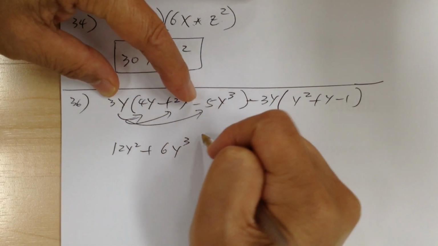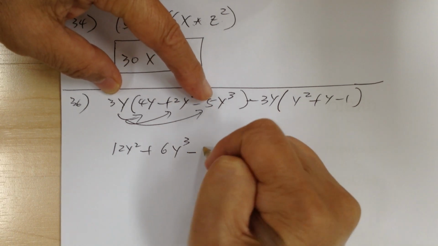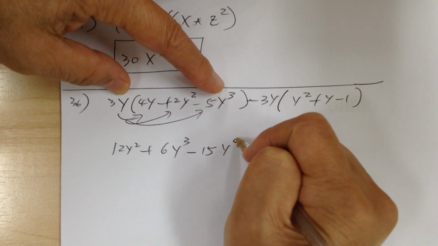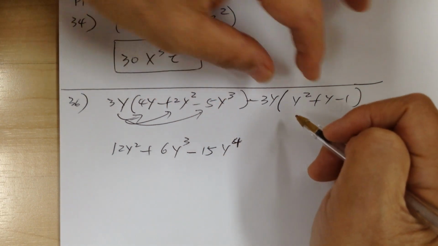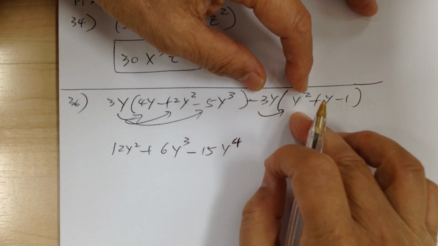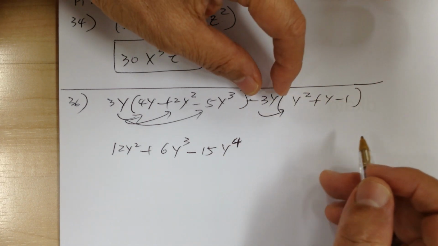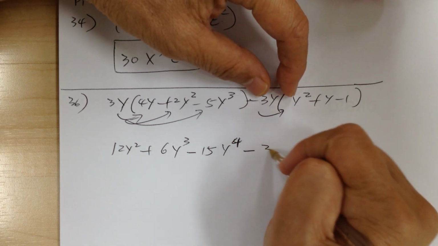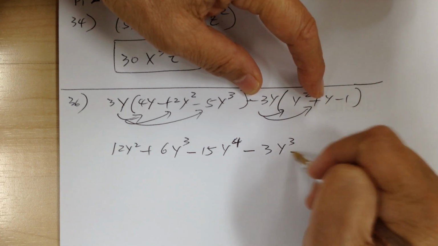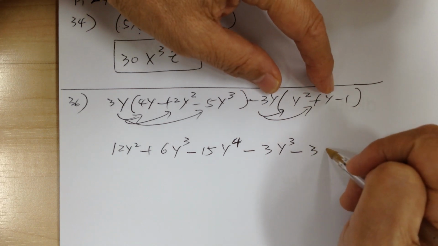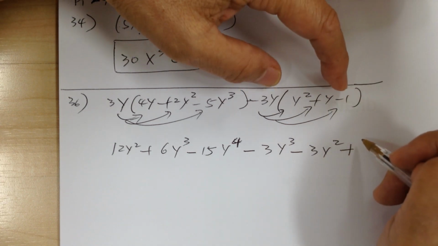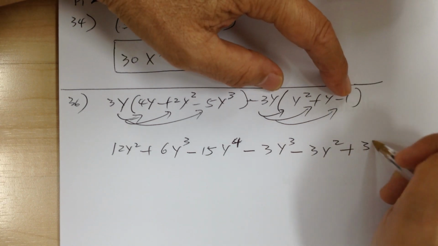Okay, next one, so sign is minus, number 15, alphabet y to the 4. Okay. Now, so we're done with this one. Now, let's go and do this one. Again, distribute. To undo parentheses, you have to multiply by the things in front. So sign is going to be negative, number be 3, alphabet y to the 3. Okay, then you go to the next one. Negative times positive is negative, number is 3, alphabet is y squared. And this one, negative times negative is positive, and 3 times 1 is 3, alphabet is y.